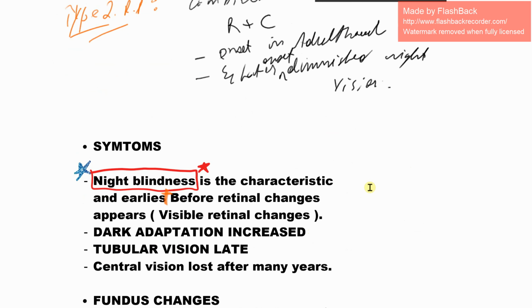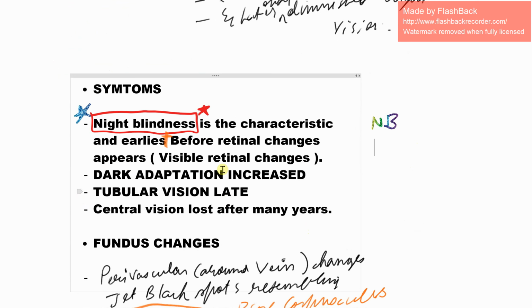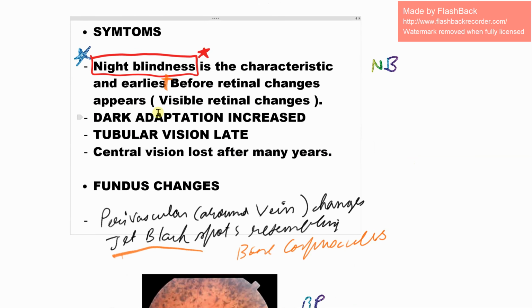Symptoms. The most characteristic and the earliest symptom is that of night blindness. So night blindness is the characteristic and the earliest symptom, which occurs before any retinal changes, any optic retinal changes through direct ophthalmoscope and indirect ophthalmoscope can be appreciated. Dark adaptation time is increased in night blindness.